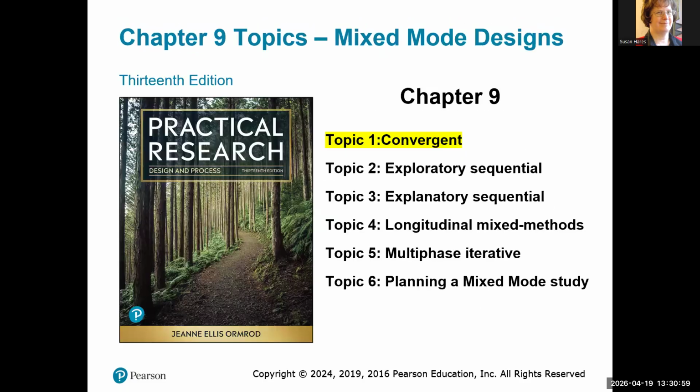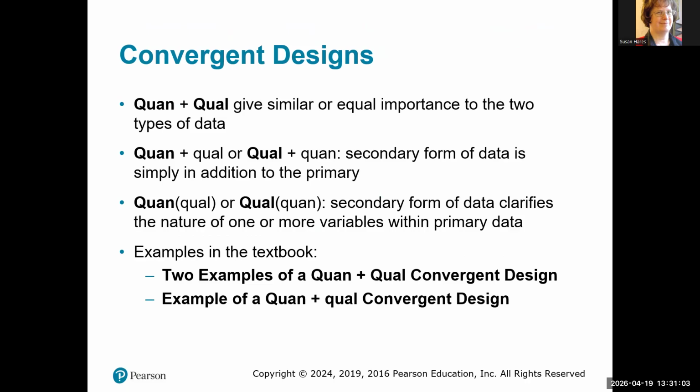Now, let's talk first about the convergent designs. Convergent designs give equal or similar importance to the 2 types of data. When you see quan, it means quantitative. When you see qual, it means qualitative. When it's capital or bold, that means it's the primary. And when you see the small letters in non-bold, that is the secondary.